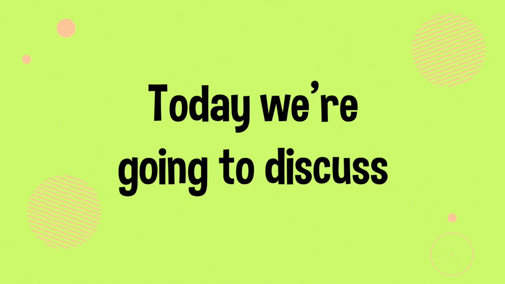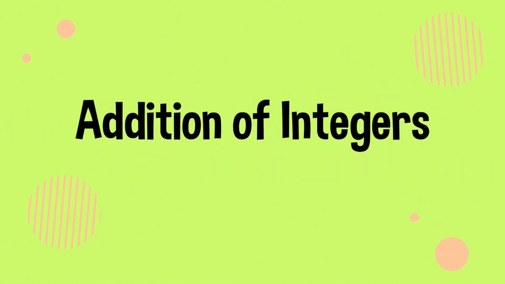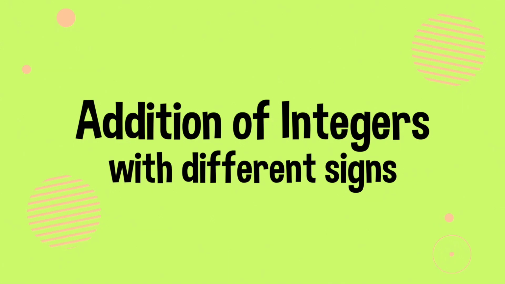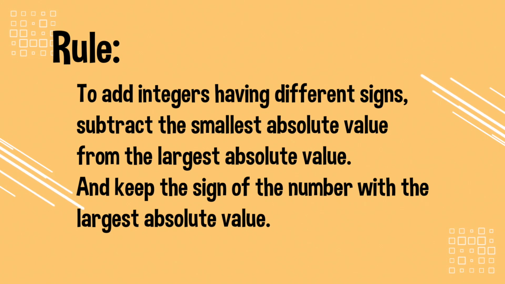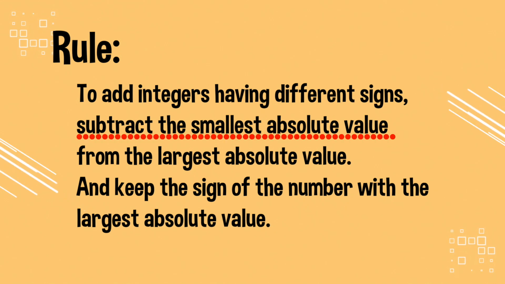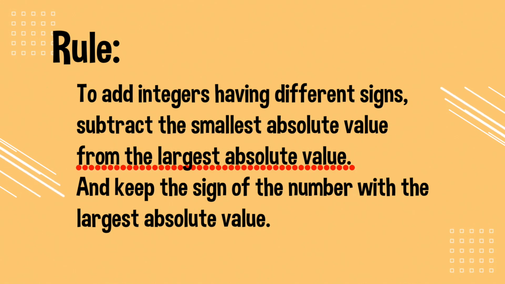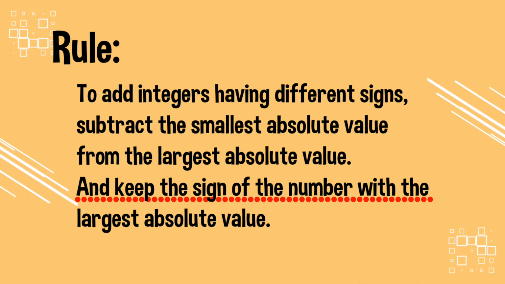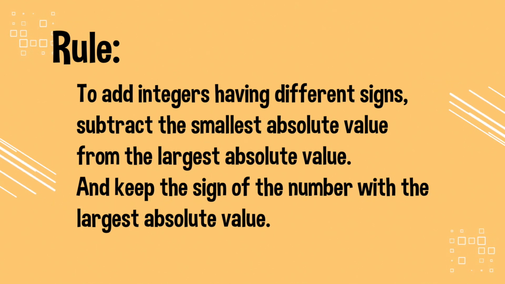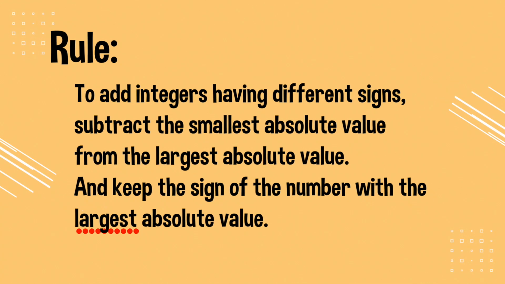We are going to discuss addition of integers with different signs. Okay, here is the rule. To add integers having different signs, subtract the smallest absolute value from the largest absolute value and keep the sign of the number with the largest absolute value.